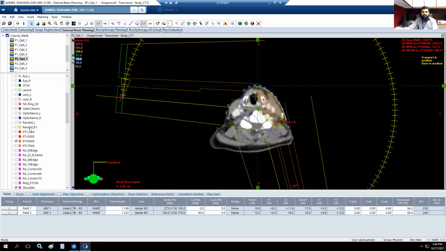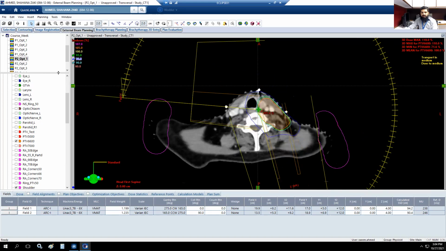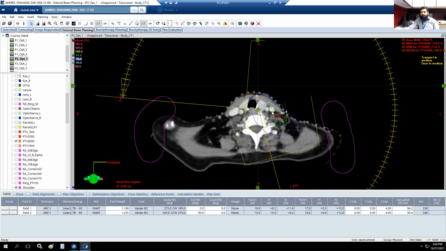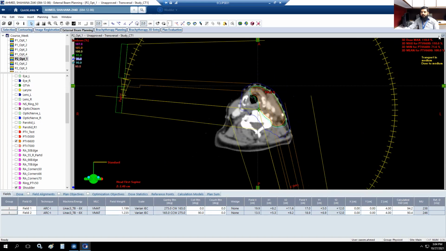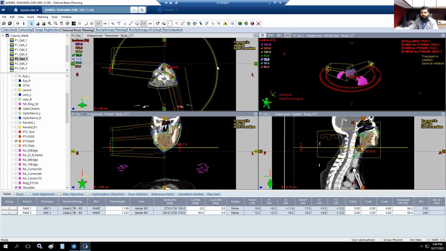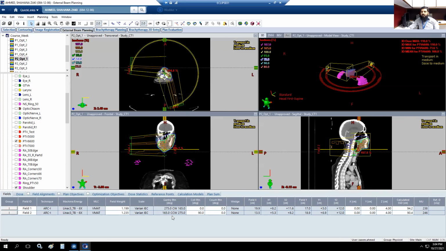This is a phase 2 plan. Then we have the rings for that, also the structures for that. This is the first optimization for phase 2, where we have not selected the full arcs. These are the two arcs, clockwise and counterclockwise, starting from 275 till 165 degrees, and then the same counterclockwise arc starting from 165 to 275. These arcs were selected keeping in mind where the PTV is located, and the shape of the PTV.